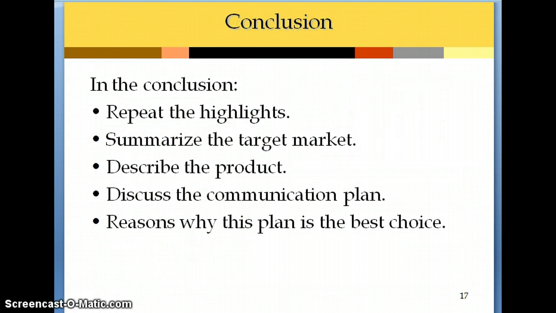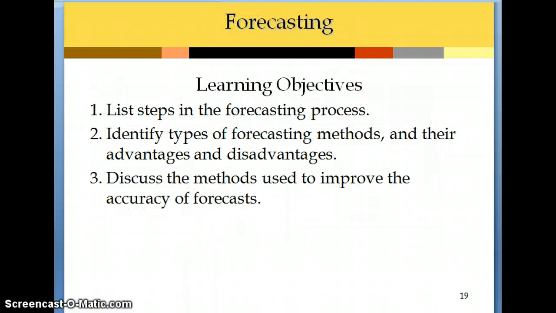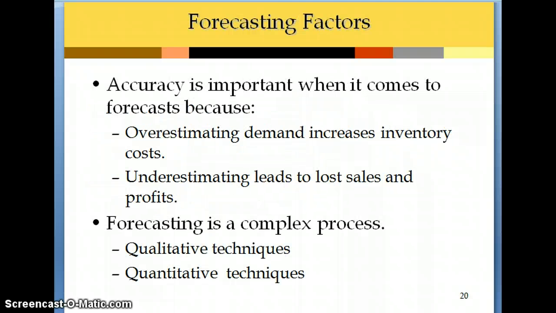As a conclusion, we need to repeat the highlights, summarize the target market, describe the product, discuss the communication plan, and also give reasons why the plan is the best choice. Going forward, we are going to focus on forecasting, and more specifically describe the different types of forecasting methods, as well as their advantages and disadvantages, and also look at some methods that will help us improve the accuracy of forecasts.